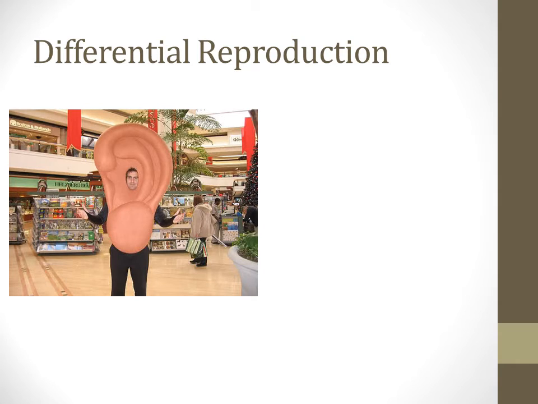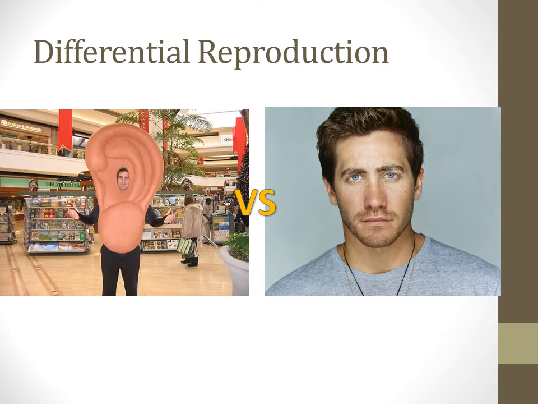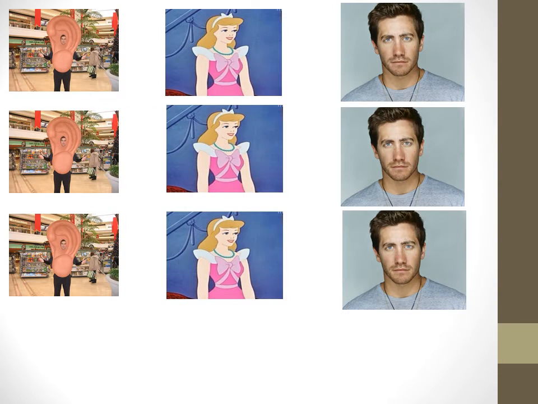Alright, so differential reproduction. As you can tell from the previous definition, this is going to be the difference in offspring based purely on the phenotypical traits alone. So let's imagine we have Ear Guy over here, and we're going to be comparing him to none other than Jake Gyllenhaal. As you can tell, one in our culture is probably going to be a little bit more attractive than the other. So let's go look at that in a little map.